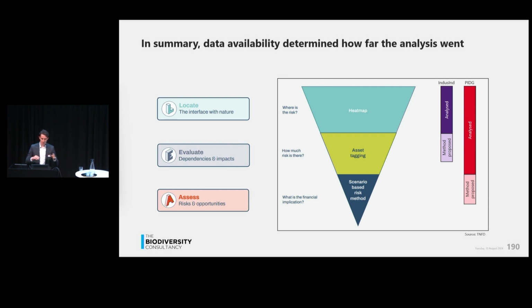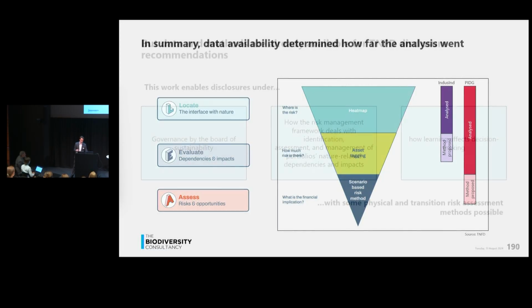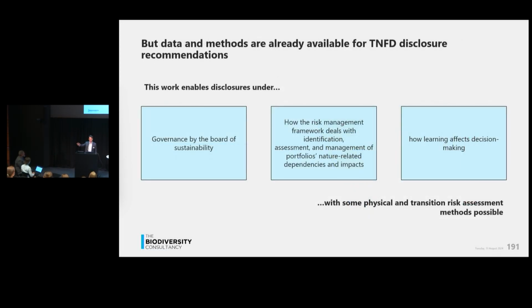Also, in terms of just mapping against LEAP, if you think about the A step as being about the financial risk and opportunity assessment, then very much that piece does come once you start having a forward-looking view on things, if you interpret it in that way. So yeah, to wrap up, and this kind of speaks to the question about how this was used: the work does enable disclosures under governance by the board of sustainability, and also disclosures under how the risk management framework can be updated. This is a process to identify and assess and manage risks and opportunities.